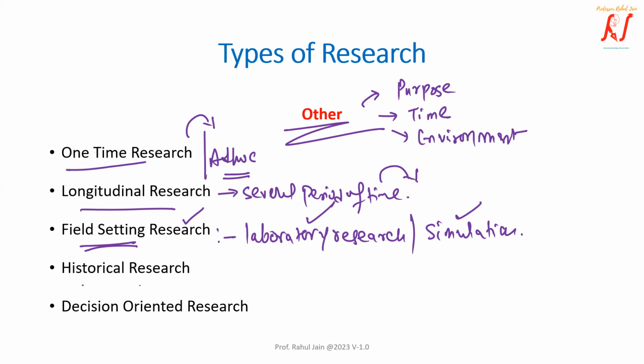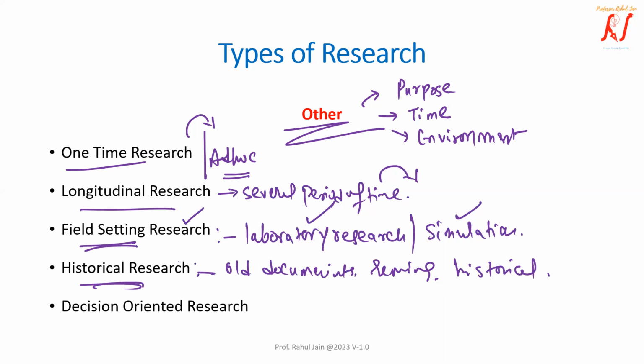And if we talk about historical research, then it is research which uses some old documents, some remains, or some old studies, and utilizes historical resources. Such kind of research is called historical research, right? In historical research, the complete focus is on the resources related to history, all the remains or all the documents. And then we have decision oriented research.